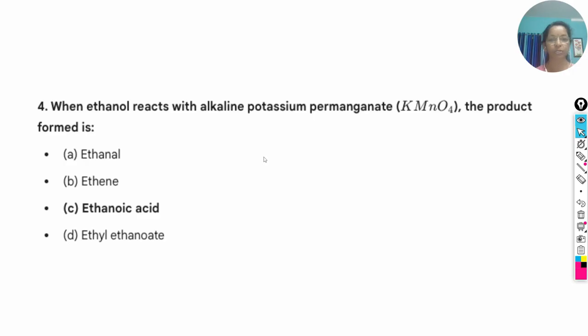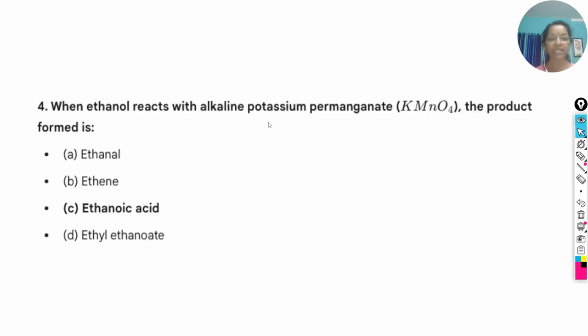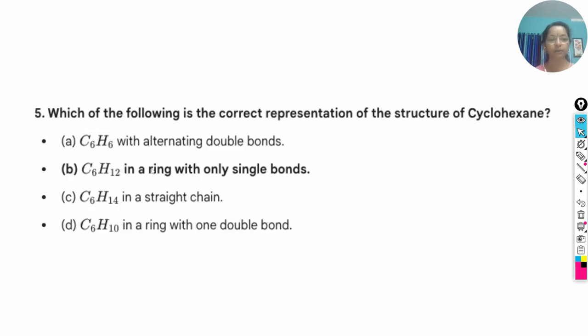Before that, there is one more question. Ethanol reacts with alkaline potassium permanganate, and we get acetic acid. We learned the reactions of ethanol. Alkaline potassium permanganate is an oxidizing agent, so ethanol oxidizes to ethanoic acid. Then the question on the cyclohexane structure.